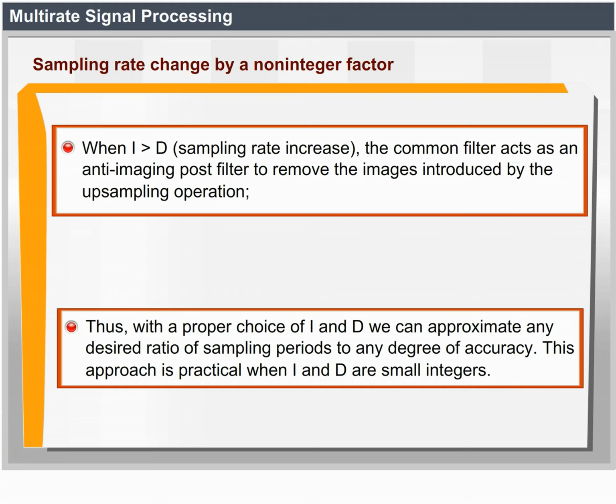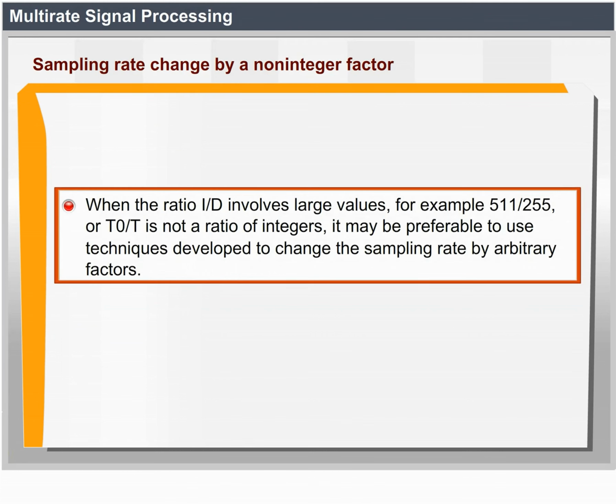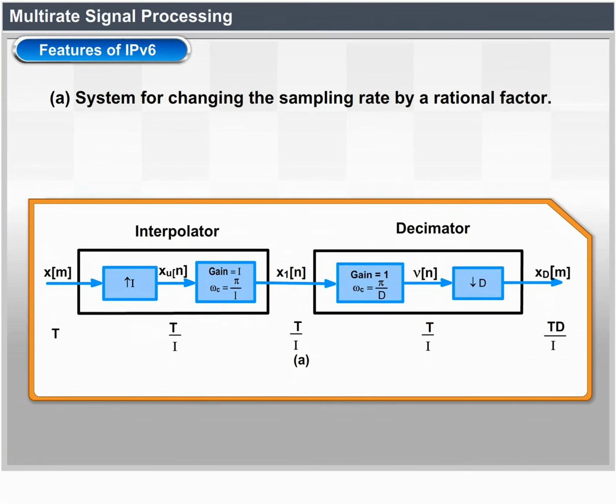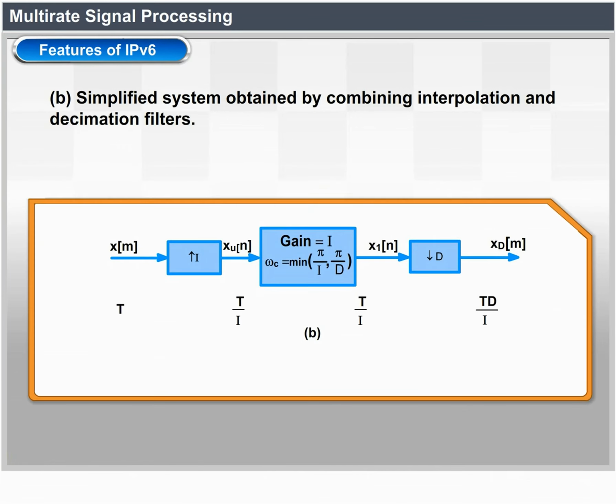This approach is practical when I and D are small integers. When the ratio I/D involves large values, for example 511/255, or T0/T is not a ratio of integers, it may be preferable to use techniques developed to change the sampling rate by arbitrary factors. Figure A: system for changing the sampling rate by a rational factor. B: simplified system obtained by combining interpolation and decimation filters.